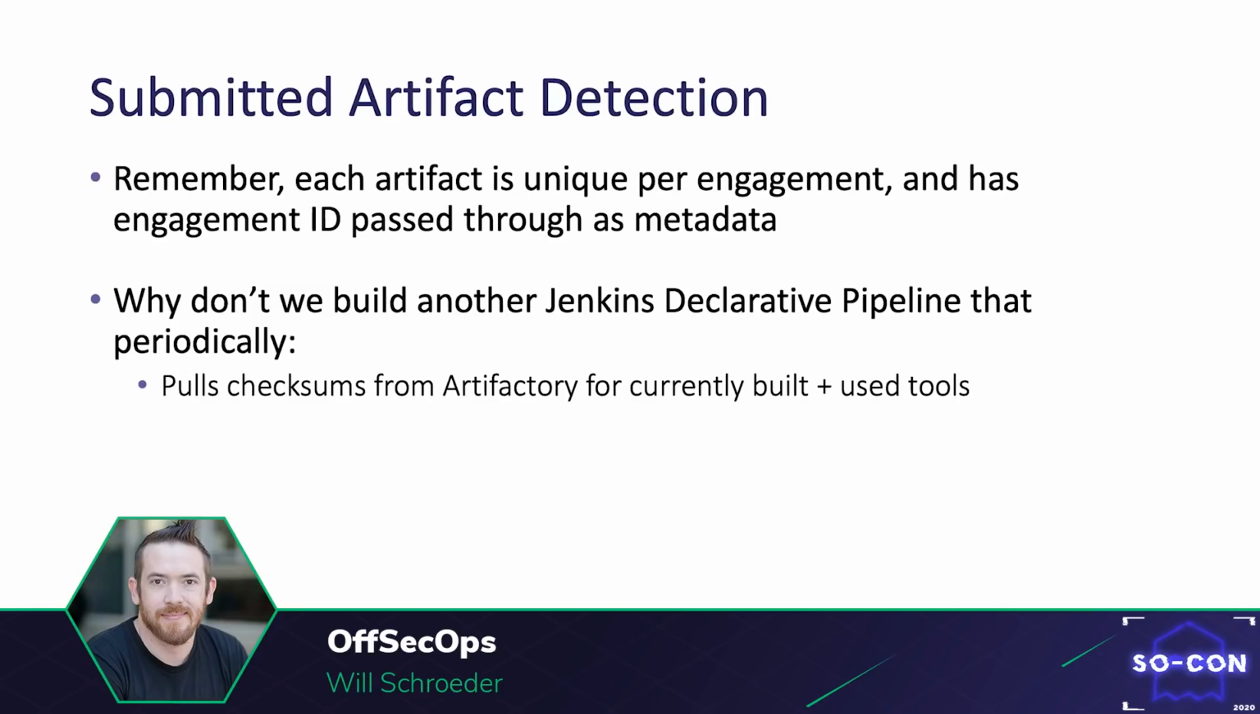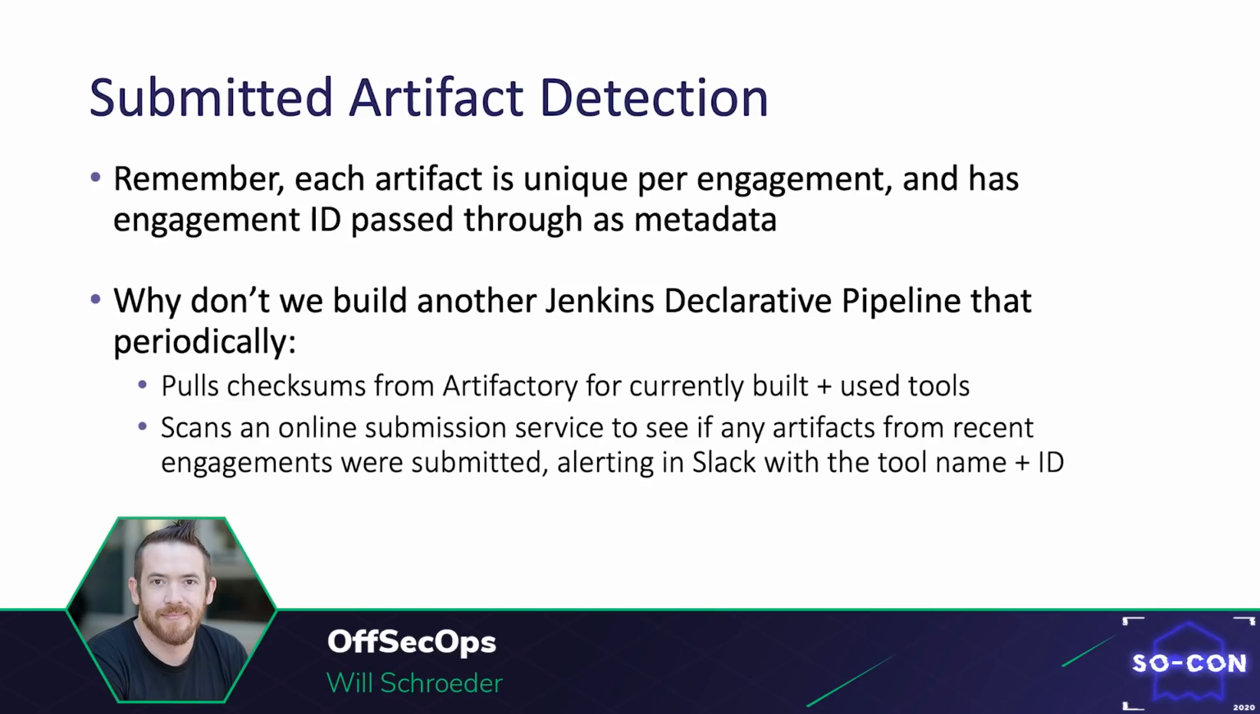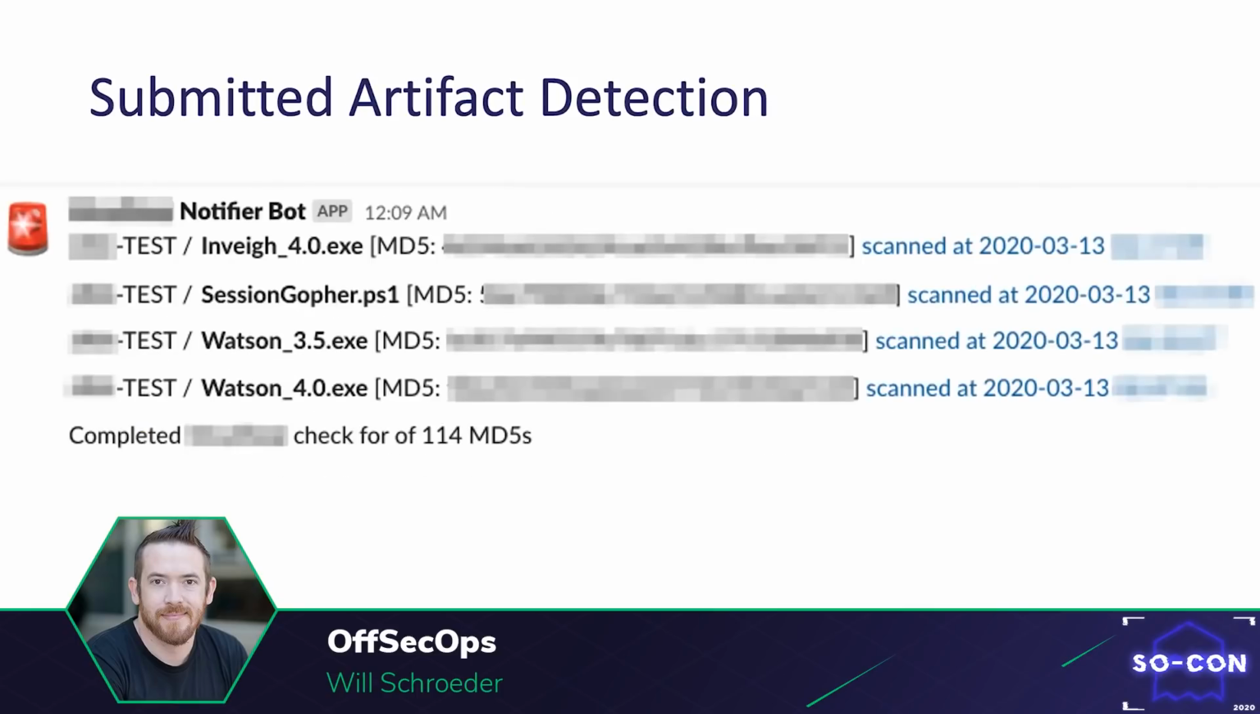But why don't we build another Jenkins declarative pipeline that periodically pulls all the checksums for all artifacts, say for the past 2 months from Artifactory, and then scans a theoretical online submission service to see if any artifact or checksums from recent engagements had been submitted to said online service. And if anything does match, we can alert Slack with the tool name and engagement ID of something that was leaked, say by a blue teamer that decides to submit something up. This is what this theoretical bot might look like, to where you're saying, okay, from this particular op ID, this tool with this hash scanned at this particular point was submitted by somebody to some kind of online service. It's just an interesting idea.